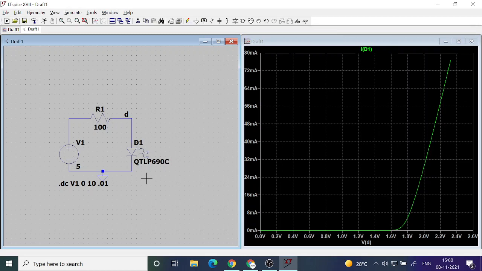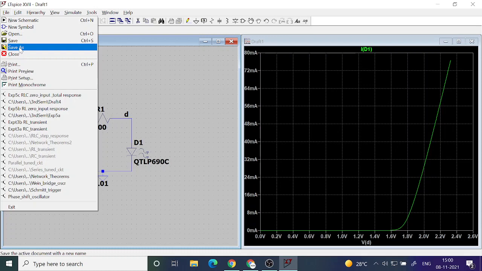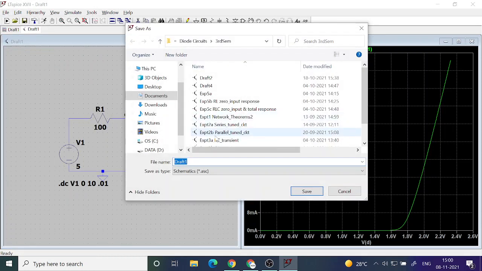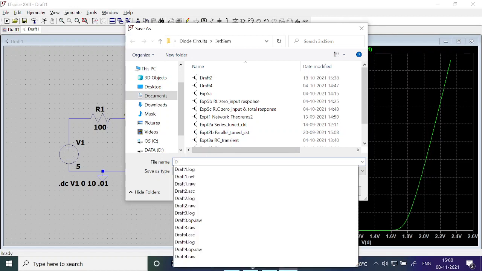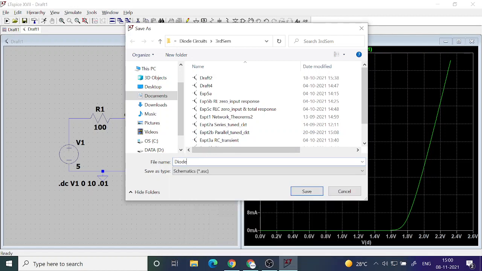Any other questions? Okay, so shall I go to the next experiment? Yes, sir. Okay, so we will now go to the next experiment. So this is diode CAD.